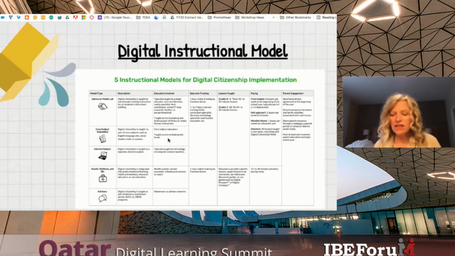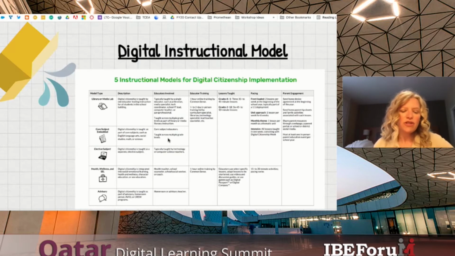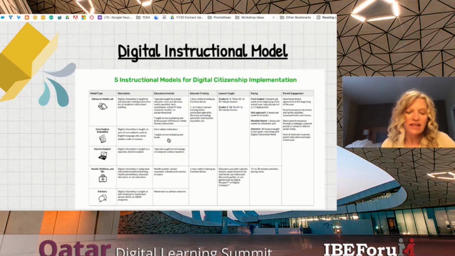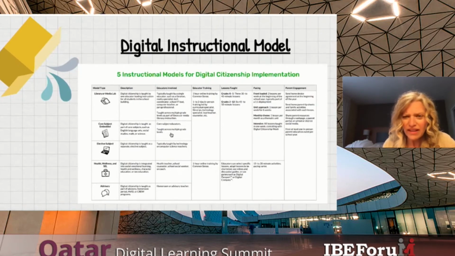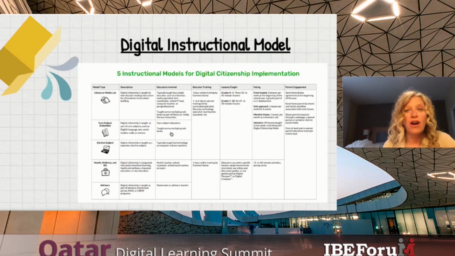So with all of this data that we're seeing, and knowing that we need to teach digital citizenship, the question is, how do we then put this into the curriculum that is already packed? And I know a common theme from several people's presentations over the course of today is that we are already seeing a shortage of teachers across the world. And we don't want to put more on teachers.